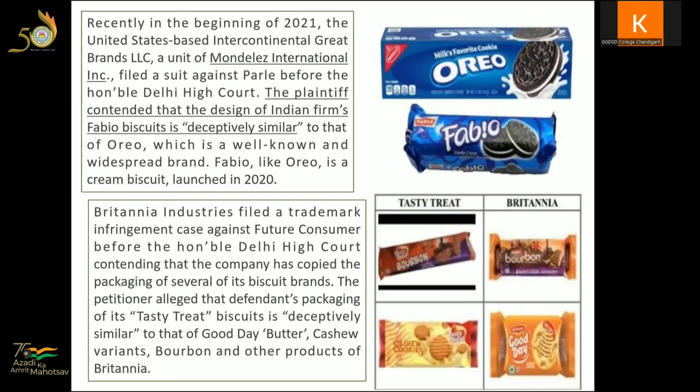Now look at this part. In 2021, what happened? A company selling the Oreo biscuit, the most favored biscuit among the young generation, had its product copied, particularly the outer cover. So they went to the court and got the benefit. They restricted this company from using the same kind of color combination while marketing the product. Look at Britannia Industries, like your Good Day biscuits, Bourbon. They went to the court and took the advantage.